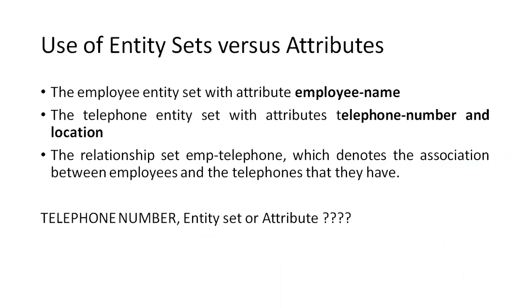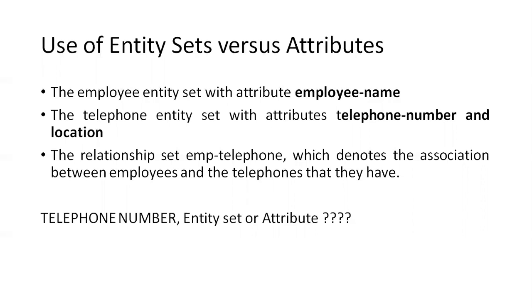The employee entity set with attribute employee name. The first entity set is named employee, whose attribute is employee name. The telephone entity set has attributes telephone number and location. So one more entity set is there, telephone. And at last we have the relationship set employee telephone, which denotes the association between employees and the telephones that they have.